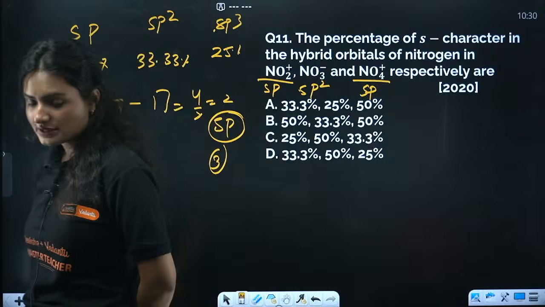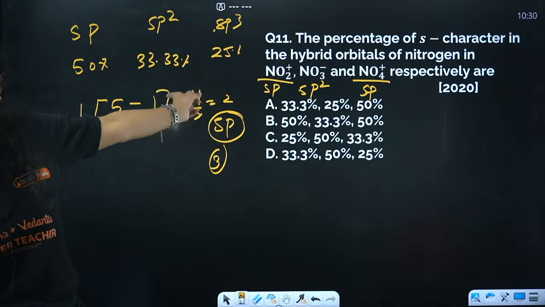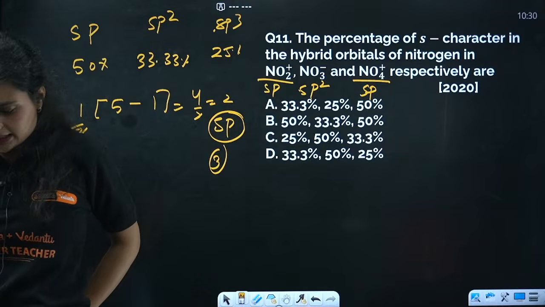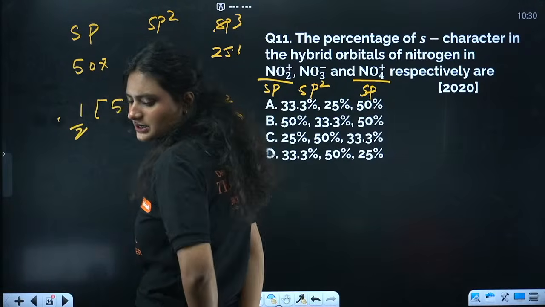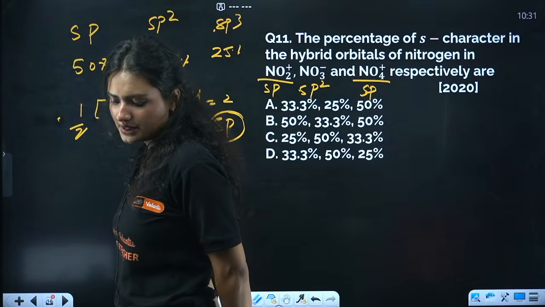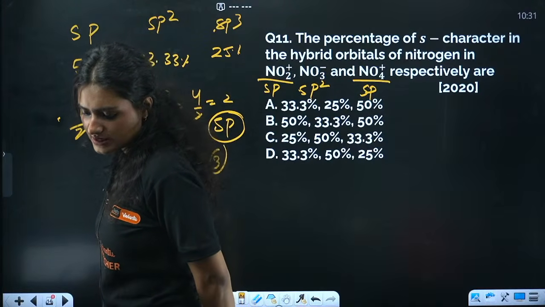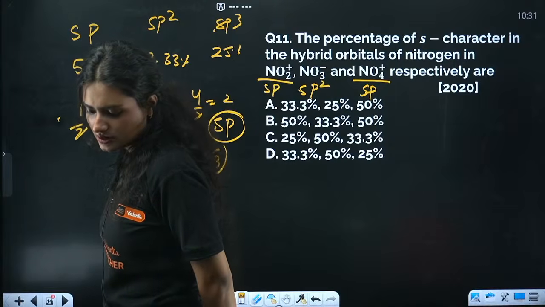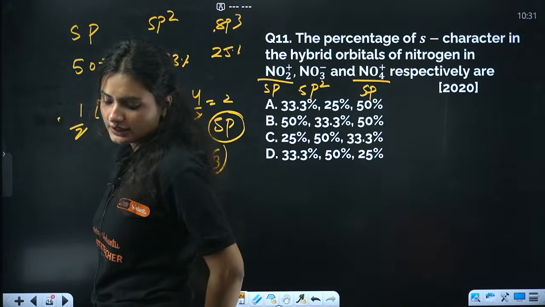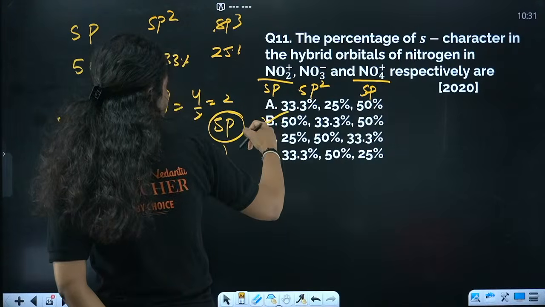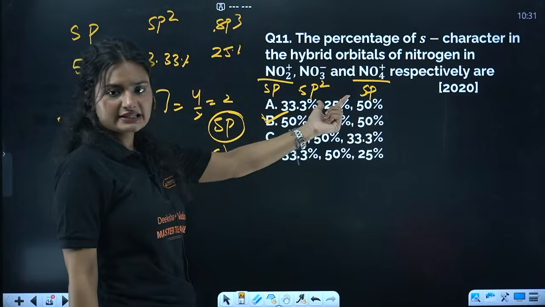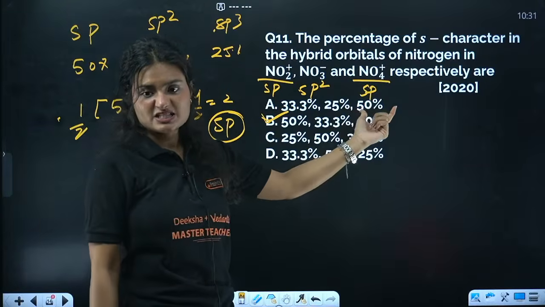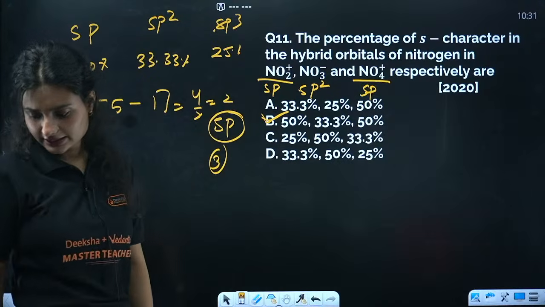So what is the correct answer, you tell me? I have told you the hybridization and I have told you the percentage S character also. So yes, the correct answer is option B. Chandana, Shankar, yes, B. Yuvraj, also B. The correct answer is option B, because sp, sp2, sp: sp means 50% S character, sp2 means 33.3%, and sp again means 50% S character. Okay?